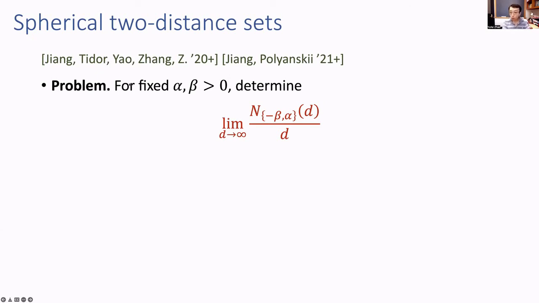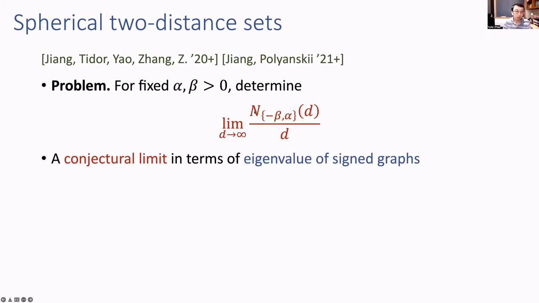If you fix two possible angles, one acute angle and one obtuse angle, and ask what is the maximum number of lines, so maximum number of unit vectors with only those two angles allowed. Grows linearly if you only fix one acute angle. So what should this number be? In our work, a follow-up to our equiangular lines paper, we conjectured a limit in terms of now eigenvalues of signed graphs.